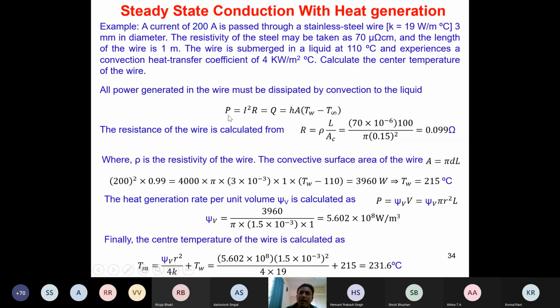The heat generated Q will be the same as the power, given as I square R, the square of current into the resistance. This Q is the same as the heat dissipated to the liquid, which is given by Newton's law of cooling. The heat dissipated is proportional to the temperature difference, TW minus T infinity. TW is the temperature of the wall, and T infinity is the temperature of the liquid. The temperature of the liquid is given as 110. TW we have to calculate.